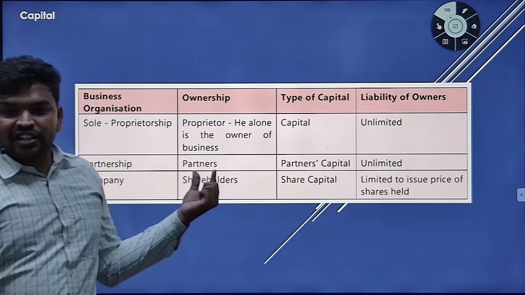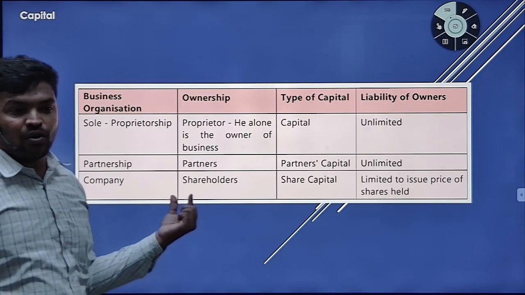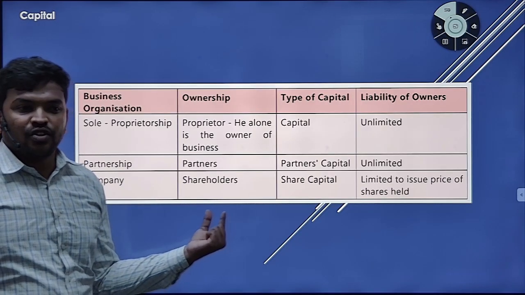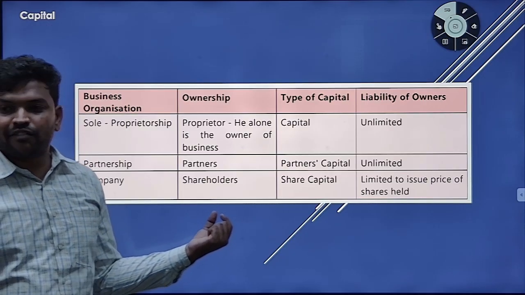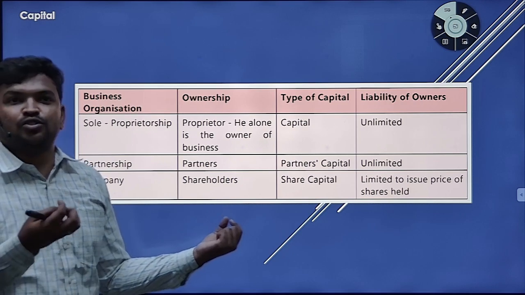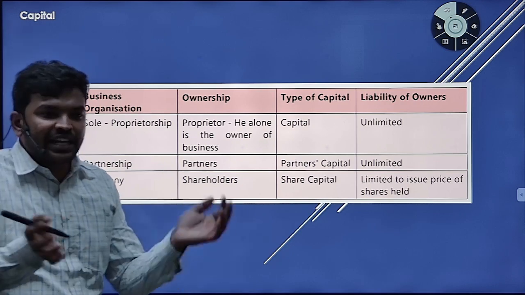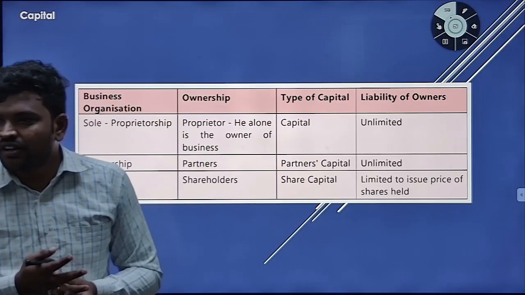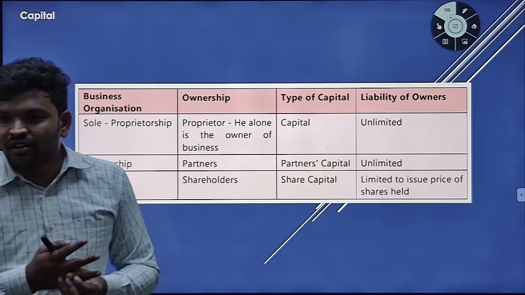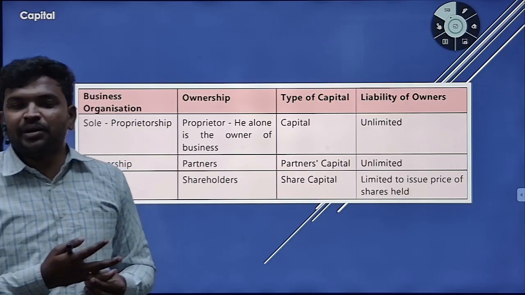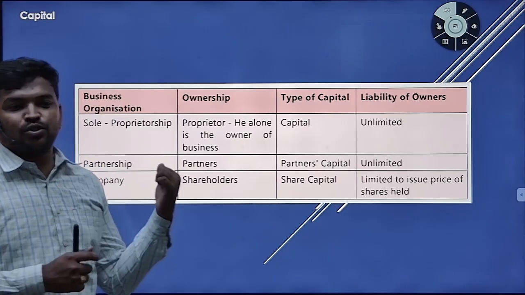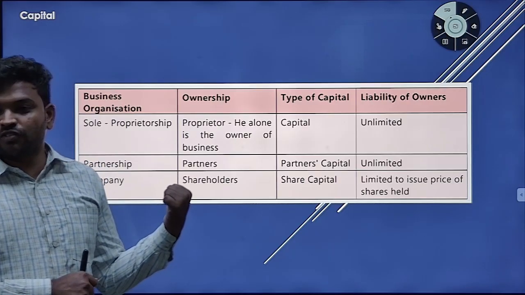In a partnership, the partners are the owners. Sir, who is the owner in a company? Shareholders. Yes, initially, sir, when the company is floated, someone has to start the company, right? A company cannot start on its own. Will a company start by itself? No. Initially someone has to start the company, and they are called promoters of the company.